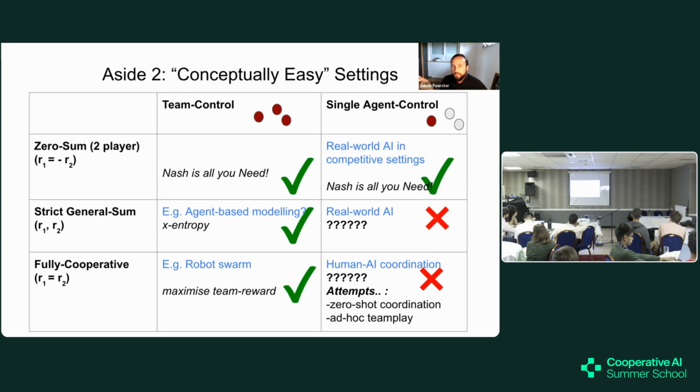Can I have a show of hands? Who's actually developed learning algorithms for general sum settings? Anyone in the room who's actually worked on multi-agent learning in general sum settings before? Nobody, as far as I can tell. I got about four, five, six hands, maybe. Cool. Any of you who've worked on this before, what do you think is the measure of progress? What are you trying to accomplish with your algorithms?